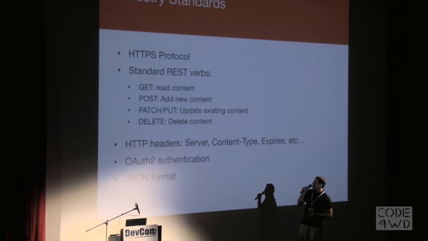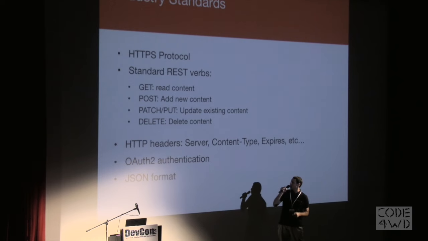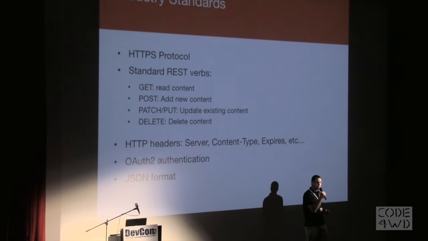All right, so let's talk about some of the standards that we're using. It's very, very simple. We're using HTTPS protocol on top of REST. These are different verbs that we use to manipulate the data. We're using GET to read content from the FamilyGraph, and POST, PATCH, PUT, or DELETE to modify the content. Simple HTTP headers to communicate back to the clients on stuff like content type, expiration, stuff like that. Everyone knows about this. We're using OAuth 2 as the authentication protocol.